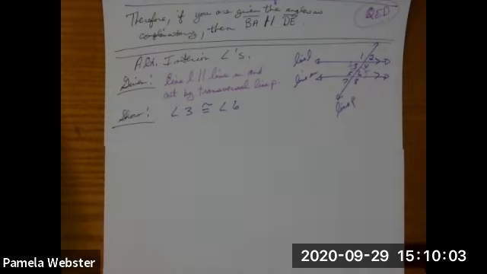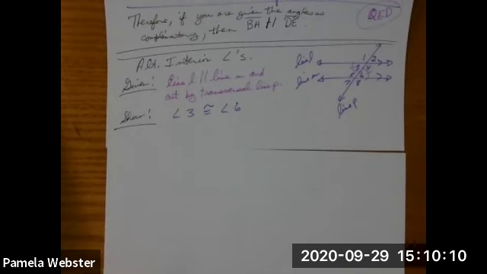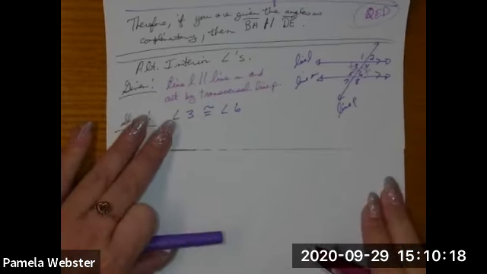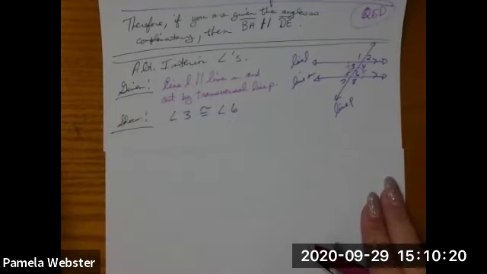Remind me and remember that we can't use alternate exterior here, right? Because that's another proof. But the one we're probably going to want to use has to do with corresponding angles. Okay? So let's talk through that proof and then we'll stick it together real fast. What do we think?